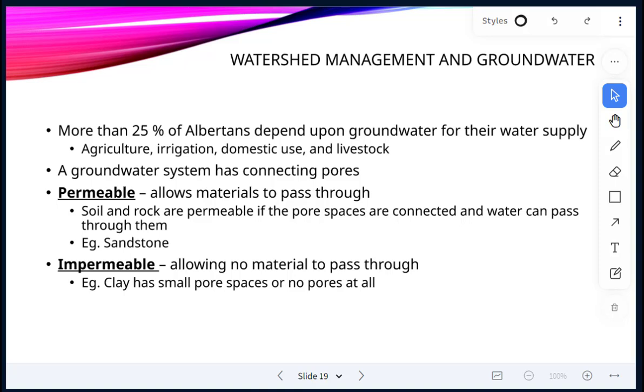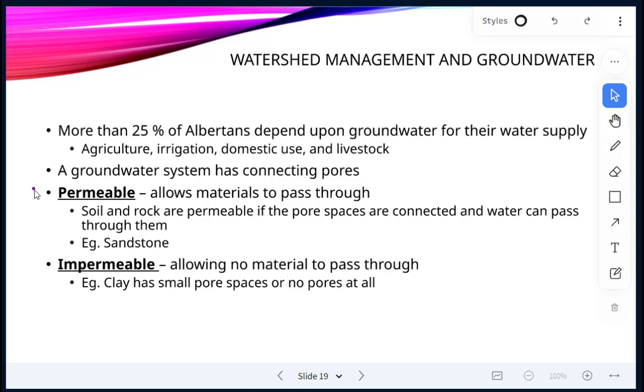A groundwater system has connecting pores. There's two terms here we need to know. The first term is permeable. The second term is impermeable. We did talk about these terms as well when we were looking at cells and systems. Permeable means it's a substance that allows materials to pass through. For example, soil and rock can be permeable if the pore spaces are connected and water can pass through them. An example is sandstone. Sandstone is permeable to water.